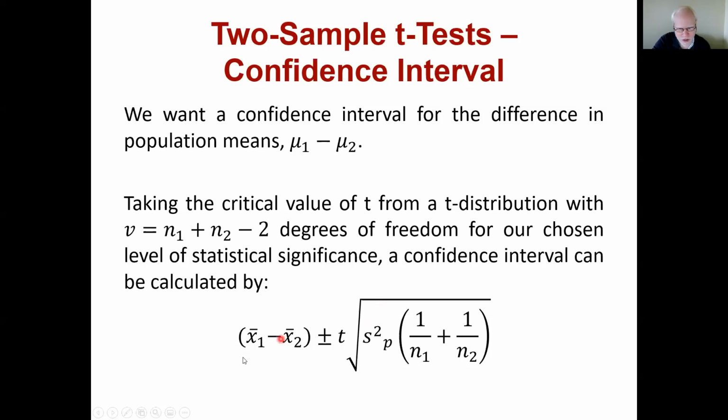So we're taking the difference in the sample means plus or minus t, our critical value, times the square root of our common variance, times one over sample size 1 plus one over sample size 2. So you just fill those in. The common variance we've calculated over here. You know your sample sizes, so you put them in here, and you get your critical value of t from column 2 using these degrees of freedom here.